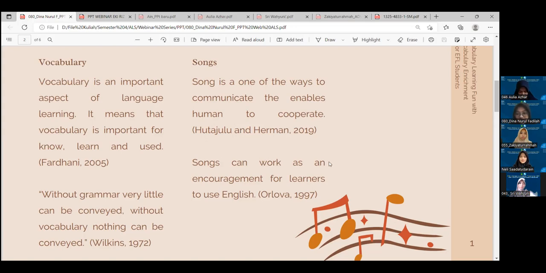Songs can also entertain people out of boredom, and children can learn songs to combine vocabulary, listening, pronunciation, and grammar. And Europa in 1997 identifies that song can work as an encouragement for learners to use English. They may help learners in recognizing words and meaning, especially if supported with pictures and actions. Moreover, they can work as a stimulus that motivates them positively towards language learning. Next slide, please.